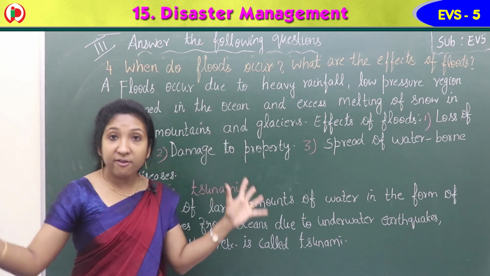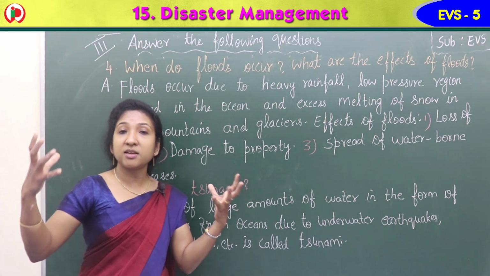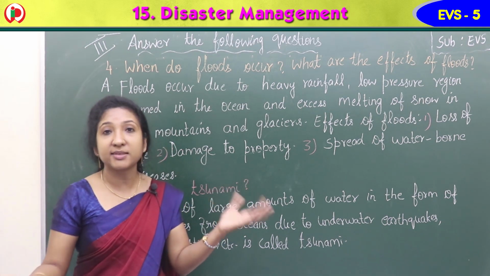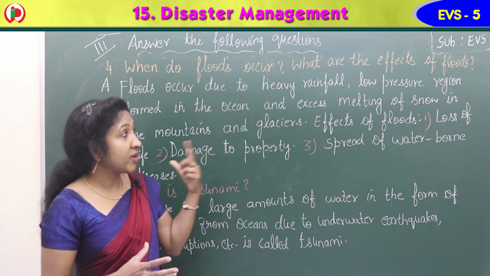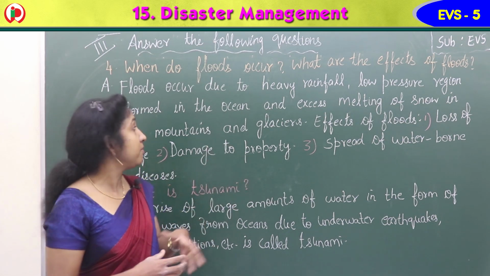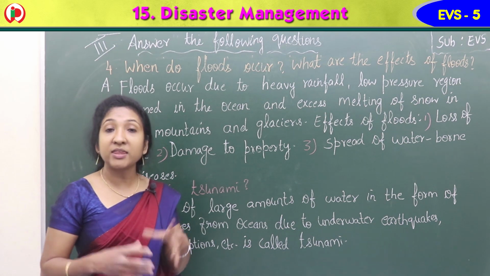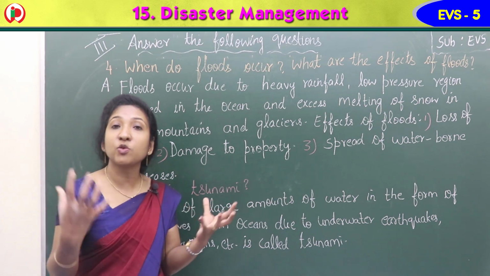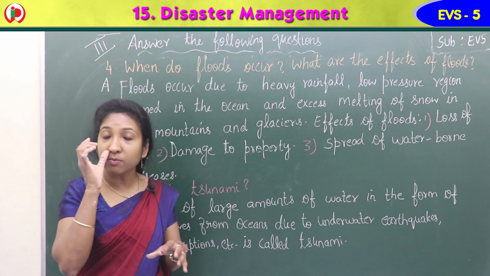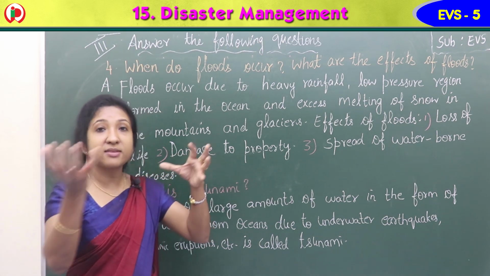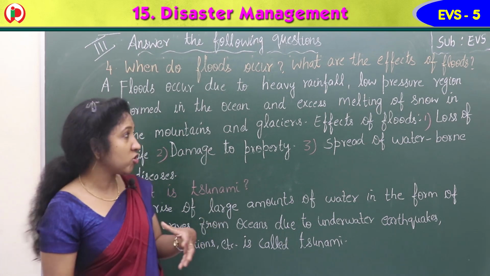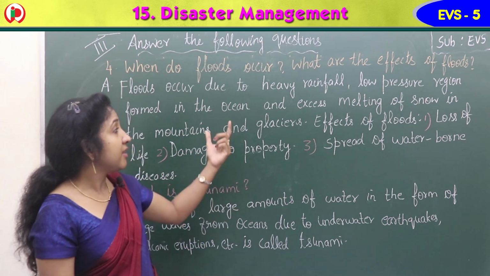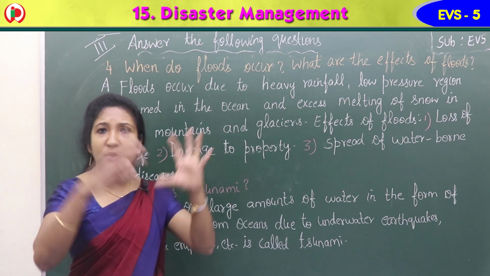So when there is heavy rainfall, water level in oceans, seas, rivers rises and comes to the land, it causes floods. One reason. Then low pressure region formed in the ocean. When there is winter in the land, it cools quickly, but in the ocean there will be more heat. So this heat rises up. Then a low pressure region will form in the oceans.